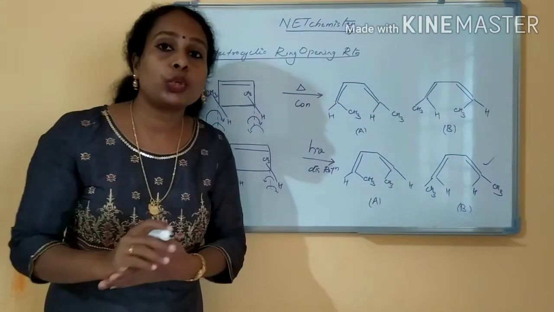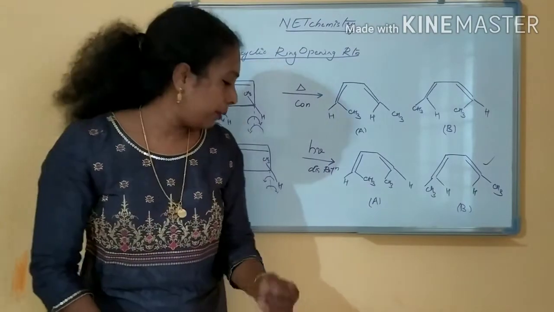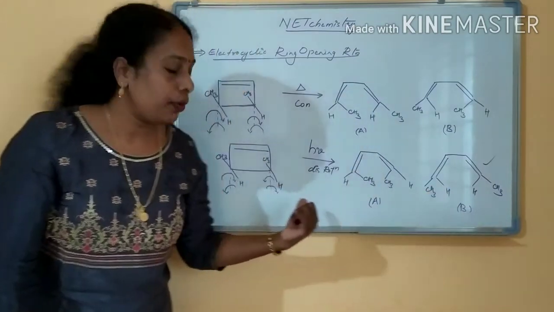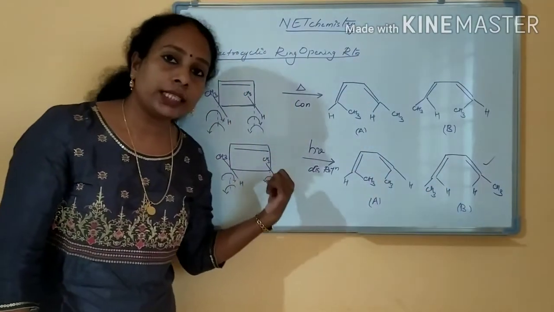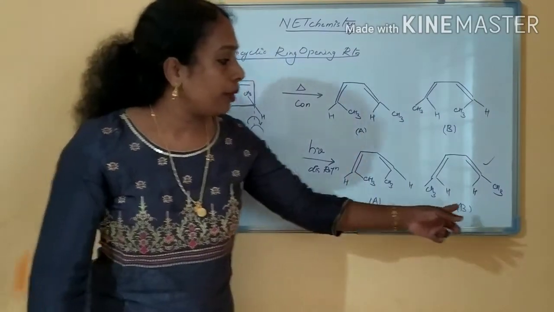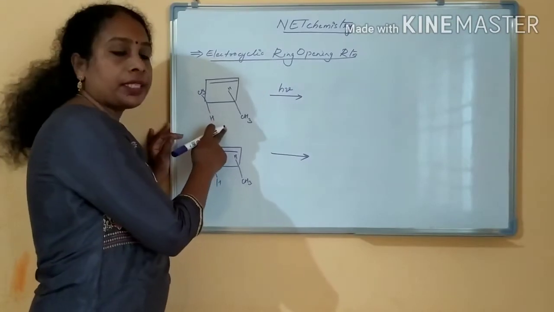While doing the disrotation, you have to see that and write the product. If both products are formed by disrotation only, but one disrotation gives a sterically crowded product, then the B product is forming exclusively. Now we will see another example.